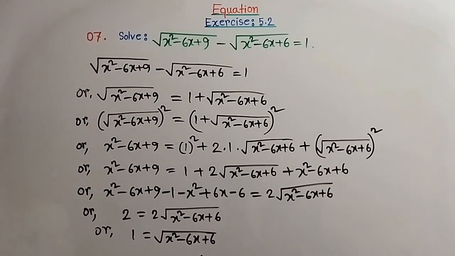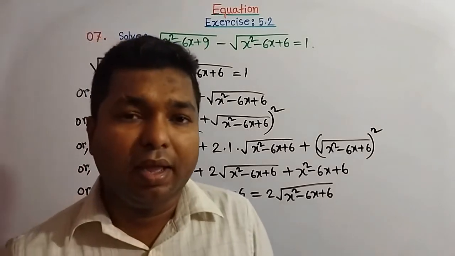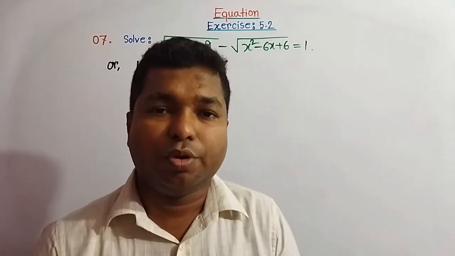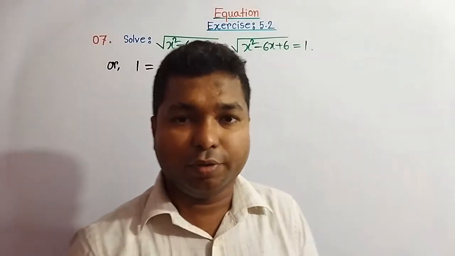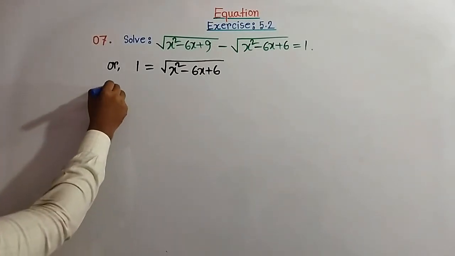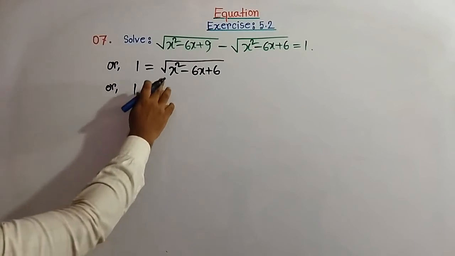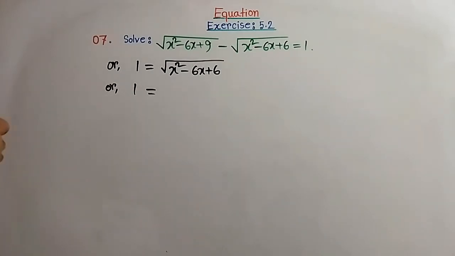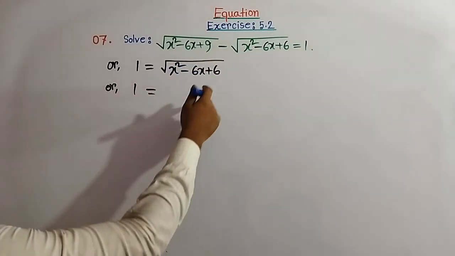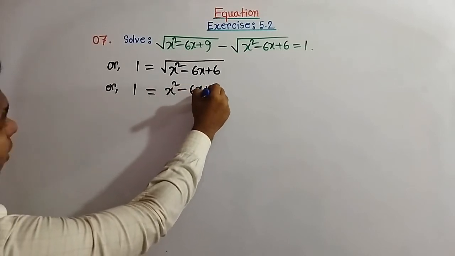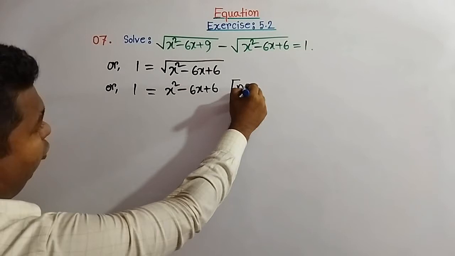Now there is still a radical sign at the right hand side, so for removing the square root sign we have to square on both sides. So by squaring on both sides we can write 1² equal to the square root of x² − 6x + 6, whole squared, which equals x² − 6x + 6.